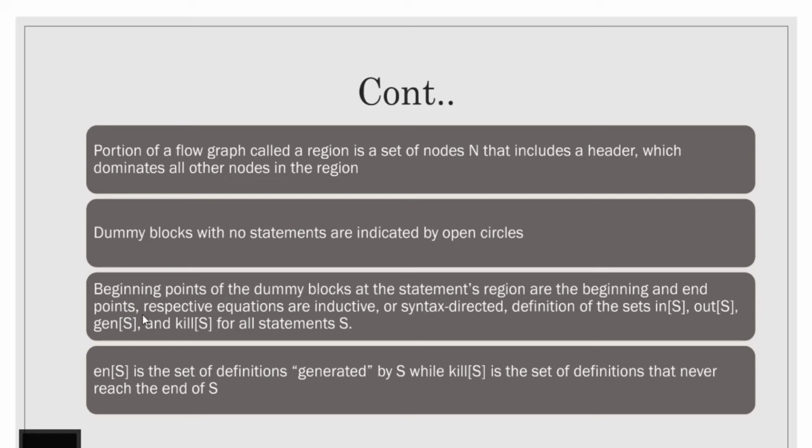So the respective equations are inductive or syntax directed. Definitions of the sets in of S, out of S, gen of S and kill of S are for all statements S. Gen of S is the set of definitions generated by S, while kill of S is the set of definitions that never reach the end of S. These are some of the points to be known while determining the flow graphs.